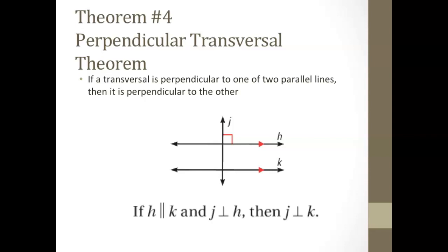Now again, this is only true if you know that H and K are parallel lines. So if H is parallel to K and J is perpendicular to H, then you know that line J must be perpendicular to K as well.